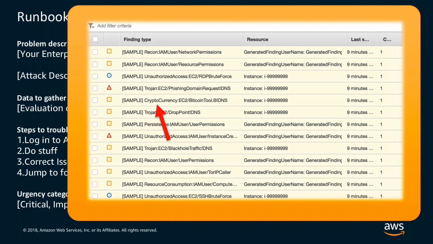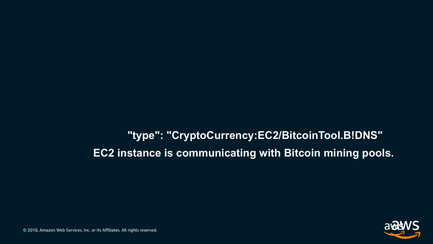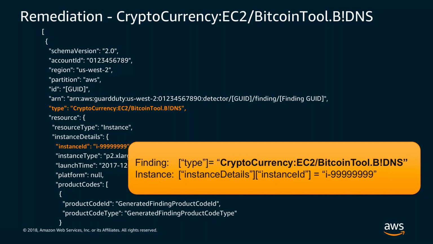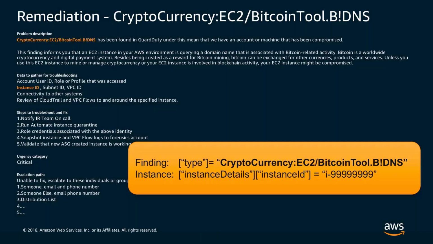And I say that because once you click on that, and we're going to go into this now, we're going to get a couple of things out of it. We're going to have a JSON item that we can open up and play with. So as we look at it, we're going to see a type, and that finding type is going to be cryptocurrency, EC2 Bitcoin tool DNS. Oh no! And we're going to get an instance ID. So with these two items, we now know that this particular instance is indeed compromised and is starting to Bitcoin mine. That's an important thing to know. So if I'm writing code, those are two variables that I'm going to want to have, right? Well, in my runbook, I want to make sure that my problem description reads thusly.